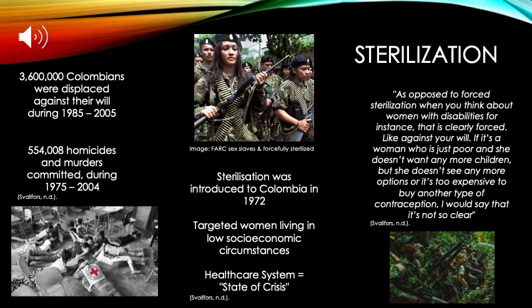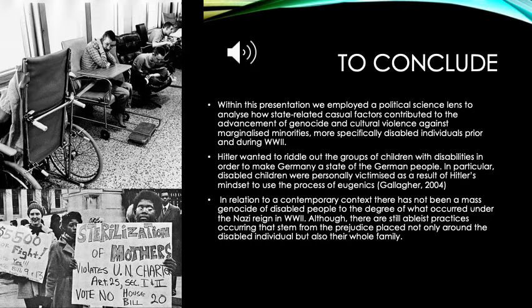It is evident from the results obtained throughout the study that these acts of sterilization, whether voluntary or forced, occur in correlation with episodes of armed conflict and violence. To conclude, within this presentation, we employed a political science lens to analyze how state-related practices contributed to the advancement of genocide and cultural violence against marginalized minorities, more specifically disabled individuals, during World War II. Furthermore, it provided a connection between the influence of political leaders, ideologies, and the manipulation of aspects of a particular population, permitting the justification of violations of human rights.